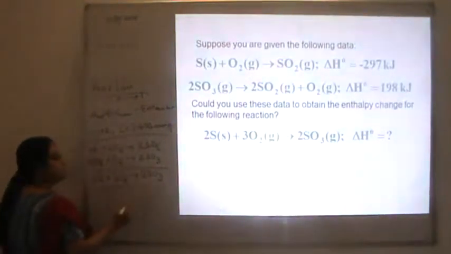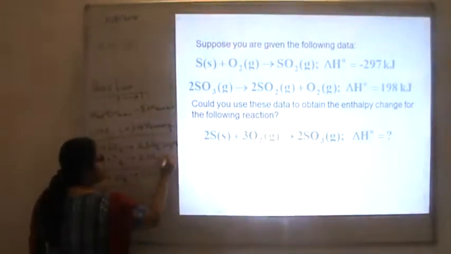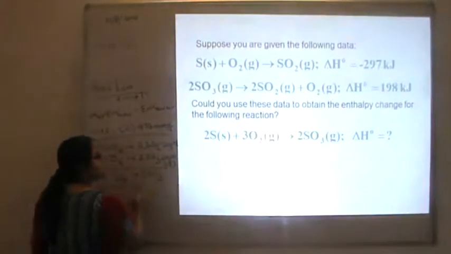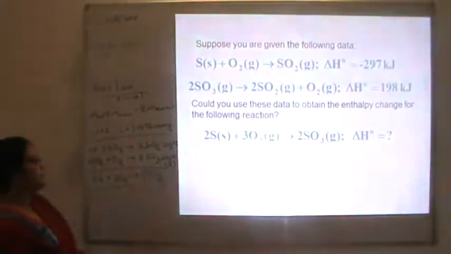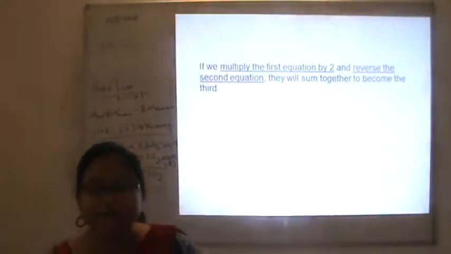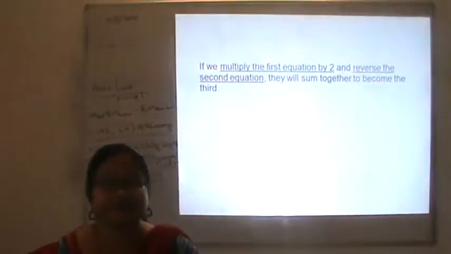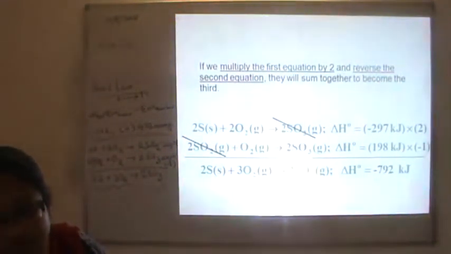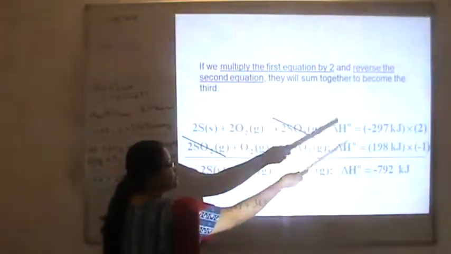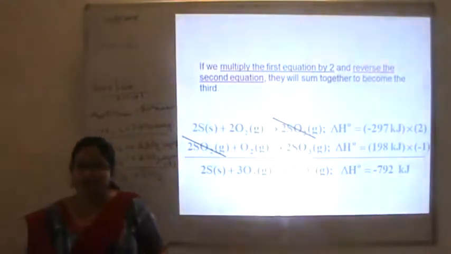So this delta H1 we have to multiply by 2, and delta H2 we have to multiply by minus 1. If we multiply the first equation by 2 and reverse the second equation, they will sum up together to become the third. So by multiplying the first equation by 2 and reversing the second equation, we found that this is the final value by summation.